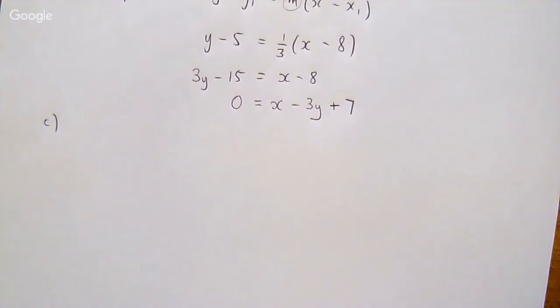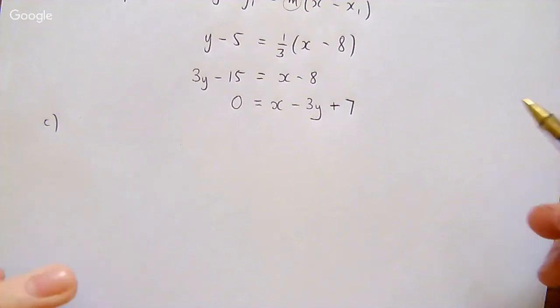So part C says the line AB is extended to the point C so that B is the midpoint of AC. Find the coordinates of C. Okay, so let's have a quick read of that again and try and work out what's going on. So the line AB is extended to the point. So the best thing is to draw a picture here.